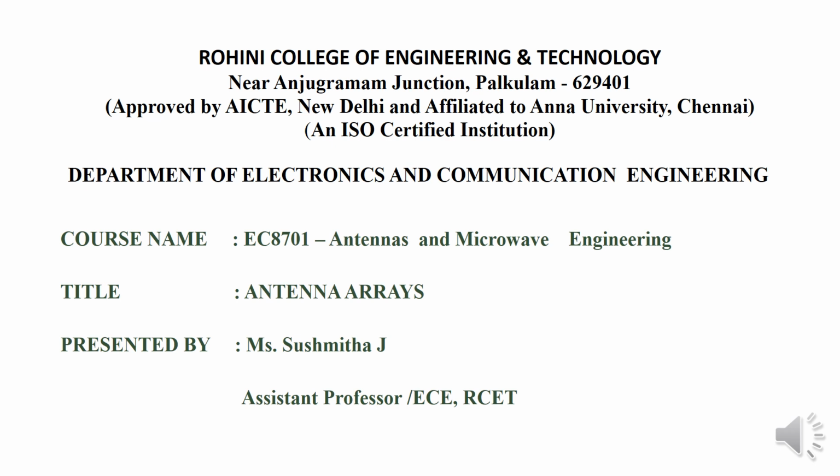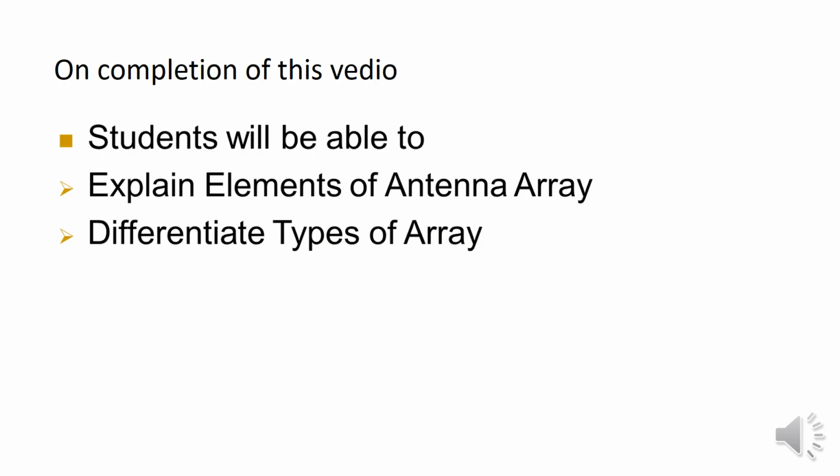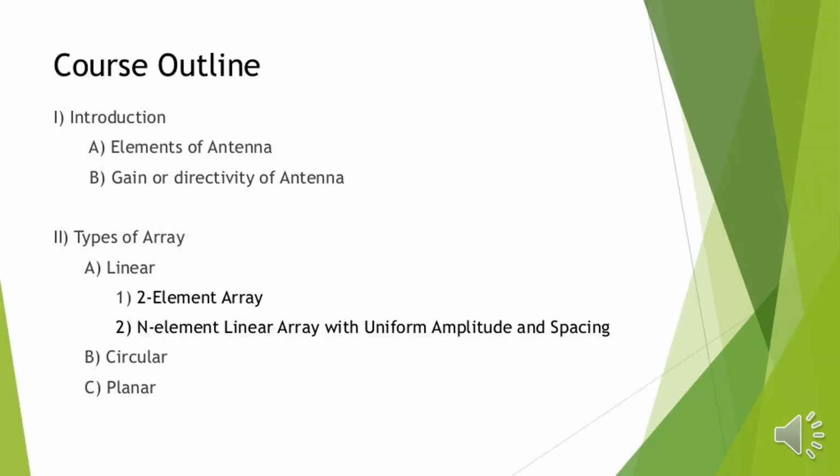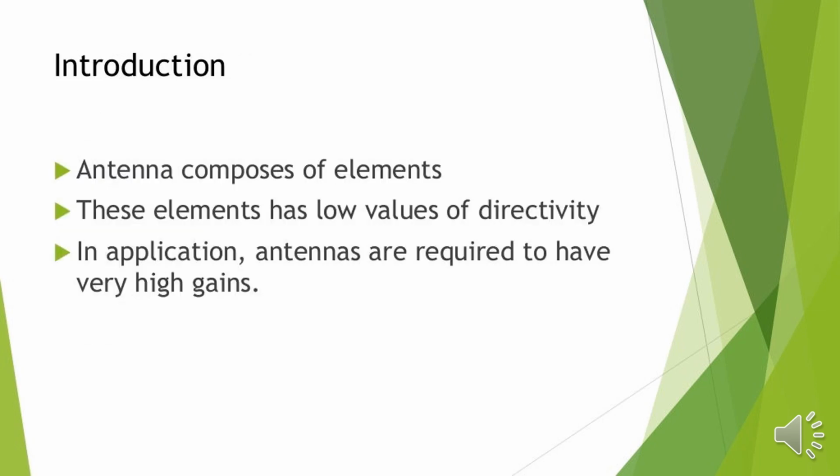So in this session we will be learning about antenna arrays. On completing this particular video you will be able to explain what are the different types of elements in an antenna array. Also you will be able to differentiate the different types of arrays. So in this video we will be seeing introduction, elements of antenna, gain or directivity of antenna, and then types of antenna: linear, circular and planar. Let's see one by one in detail.